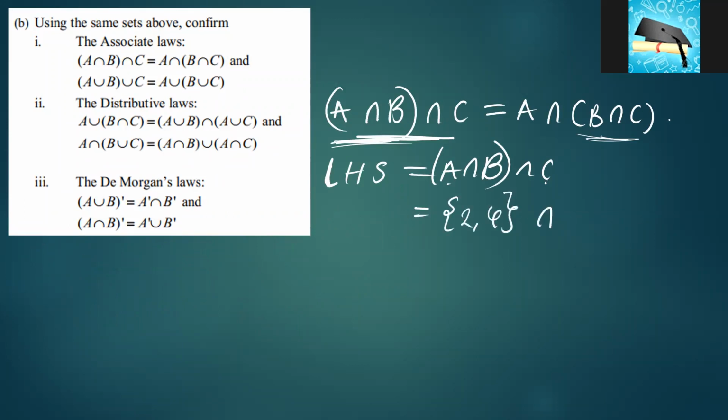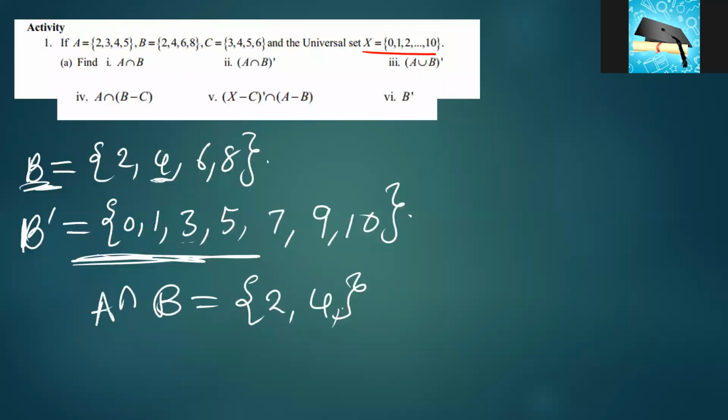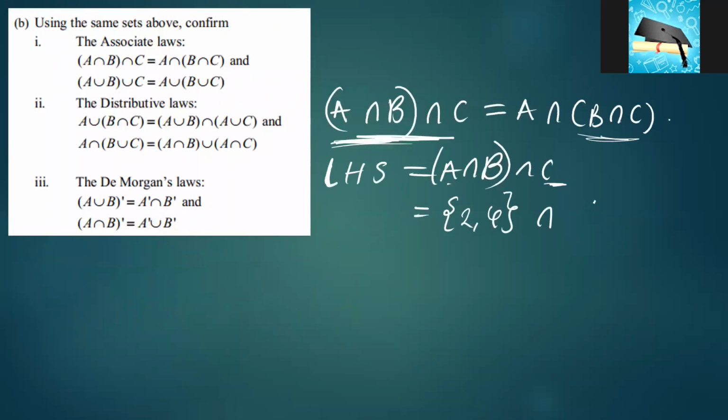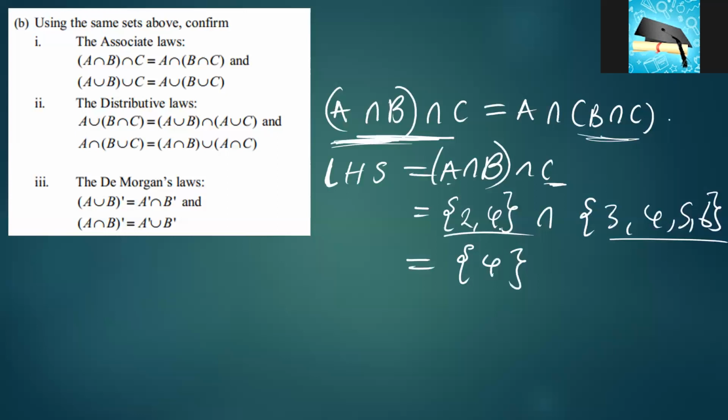Then we're intersecting this with what? With set C. So what is set C? Set C is simply 3, 4, 5, 6. So now I'm trying to find the common elements between this and that set. The common elements there we have is, I think, only 4, because there's 4 there and there's 4 there. So this is our A intersection B intersection C, or let me just write it as the left-hand side. So this is our left-hand side.